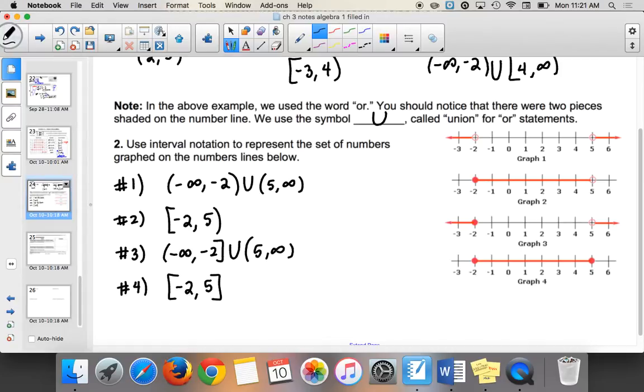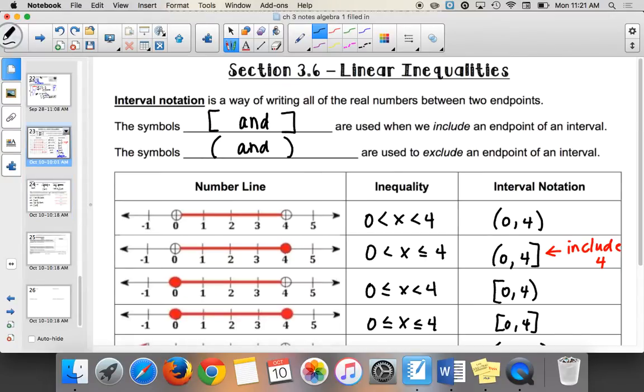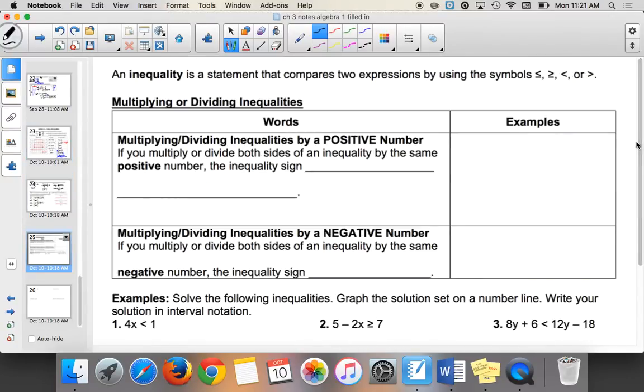All right, so this is how we will be writing our final solutions when we solve an inequality. So inequalities are going to be just like equations, except some of them are going to have less than, some are going to have greater than. So we're going to have a whole bunch of numbers as our solution, not just a single answer. An inequality is a statement that compares two expressions by using less than or equal to, greater than or equal to, less than or greater than. When we multiply or divide inequalities by a positive number, the inequality sign stays the same.